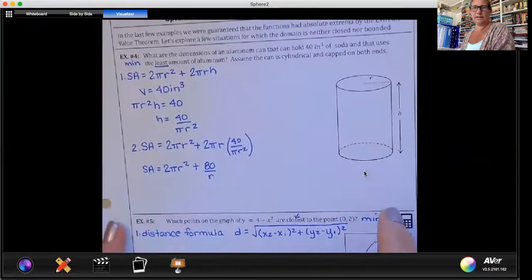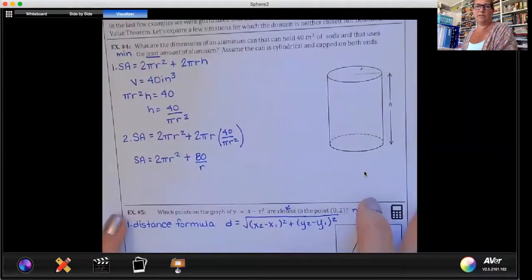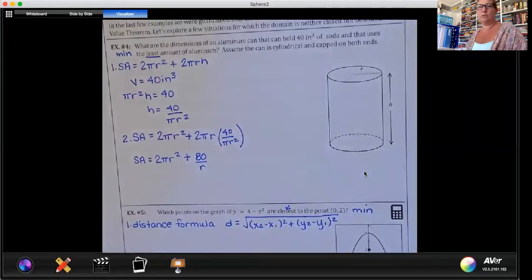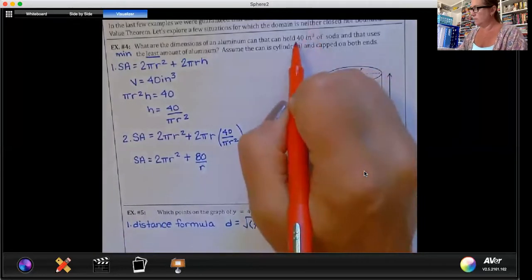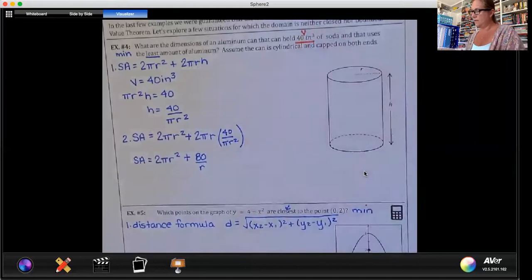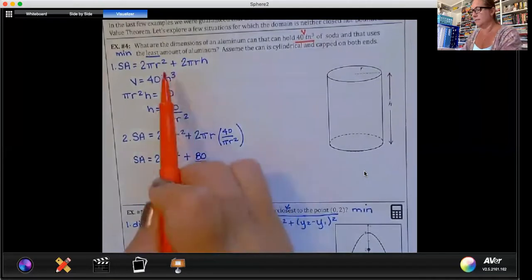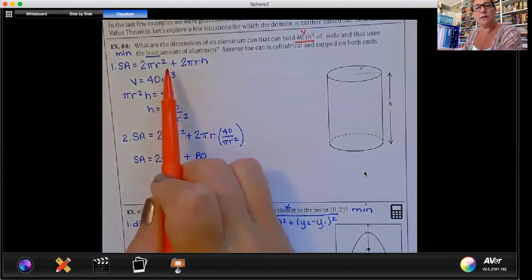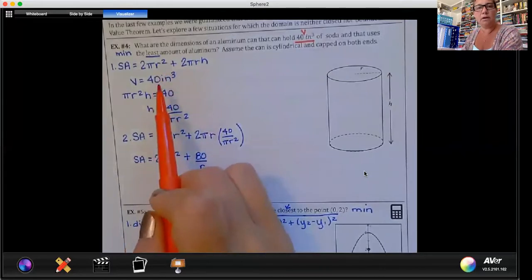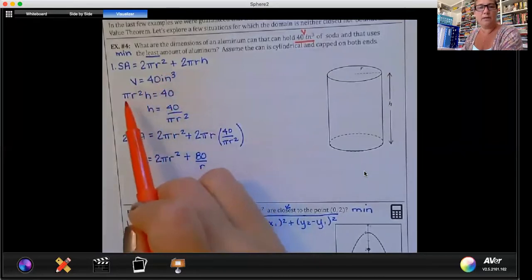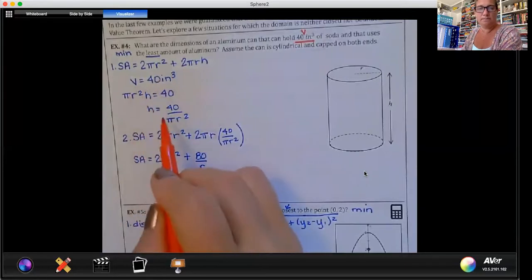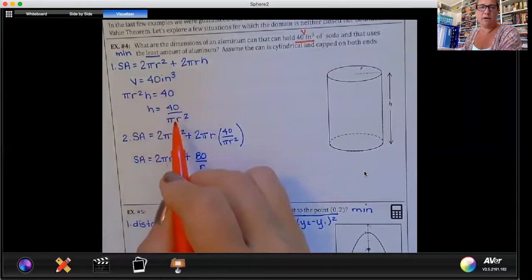Again, I've done some setup here. What are the dimensions of an aluminum can that holds 40 inches cubed? That's your volume of soda, and that uses the minimum amount of aluminum. Assume the can is a cylinder and is capped on both ends. So you need surface area, 2 pi r squared plus 2 pi r h, and the volume formula pi r squared h. Solve for h, and you get 40 over pi r squared.